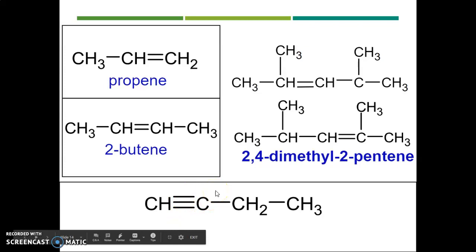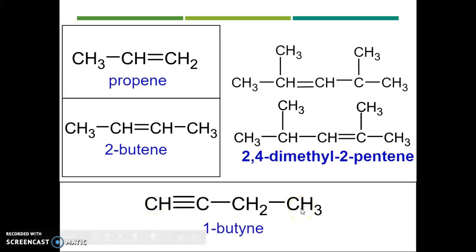So that's yne. And because I have 4, the prefix for 4 is but-. But I need to tell you where the triple bond is, because it could be between these two carbons, or between these two, or it could have been over here. And so I have to say that it's on 1, 1-butyne. That's the name for that one.